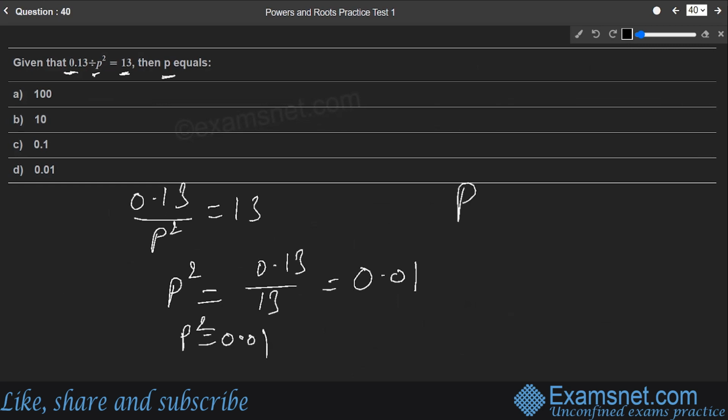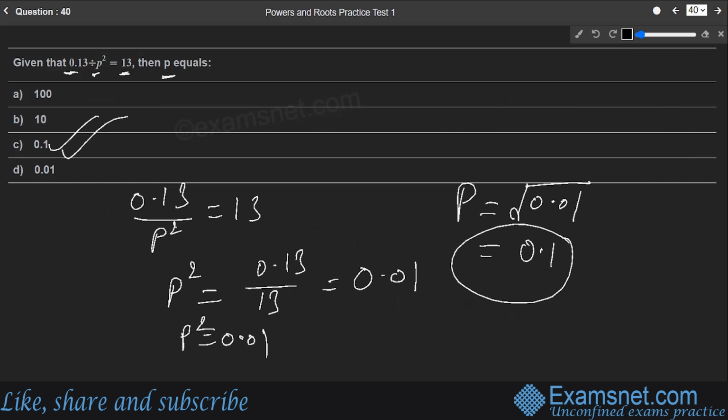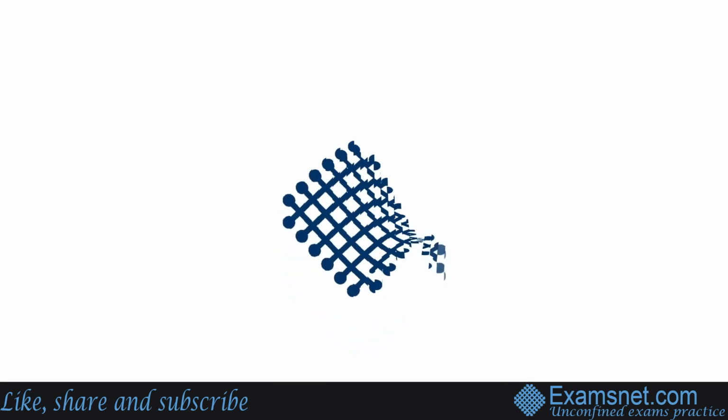So clearly p has to be under root of 0.01, and under root of 0.01 is nothing but 0.1. So clearly the answer is, p value is 0.1, which is available in option number C and becomes the right answer for us.